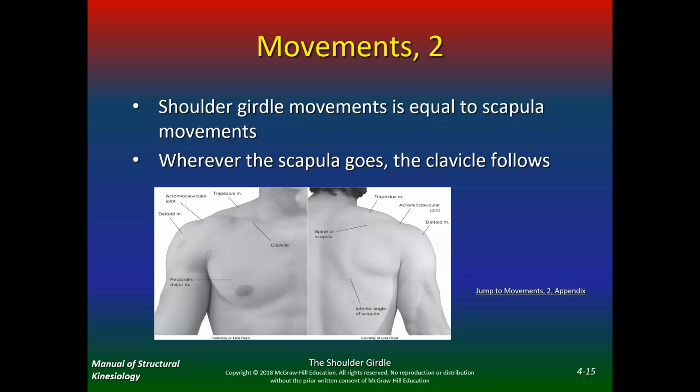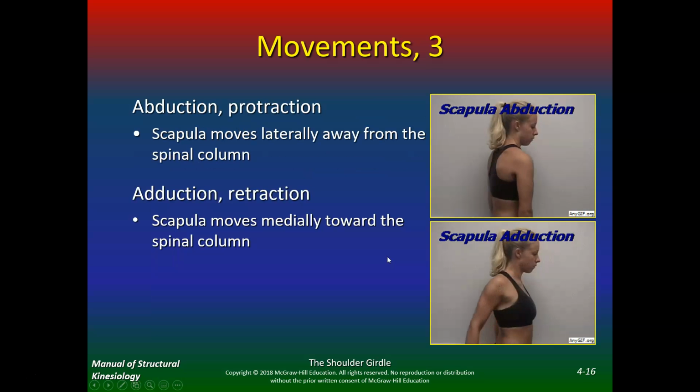Shoulder girdle movements equal scapular movements. Wherever the scapula goes, the clavicle follows. So the scapula goes up, clavicle goes up. Scapula goes down, clavicle goes down. Scapula goes into retraction, then clavicle goes into retraction. So here are the movements. If you look at abduction, that's abduction of the scapula. Adduction is retraction. Okay, so retraction, protraction. You're mostly in this state right here where you have rounded shoulders and forward shoulders. This is no good. We want you to do retraction, try to get your shoulders back.